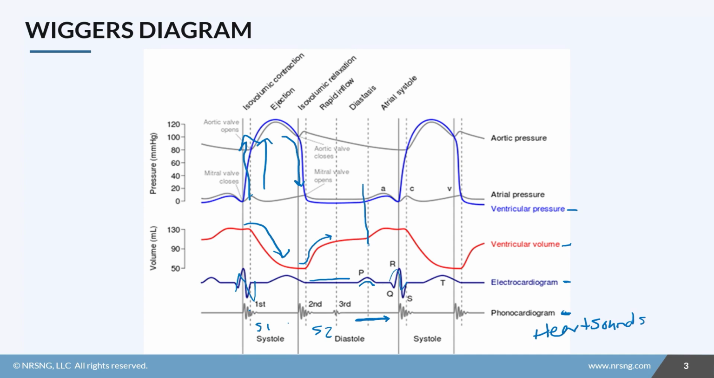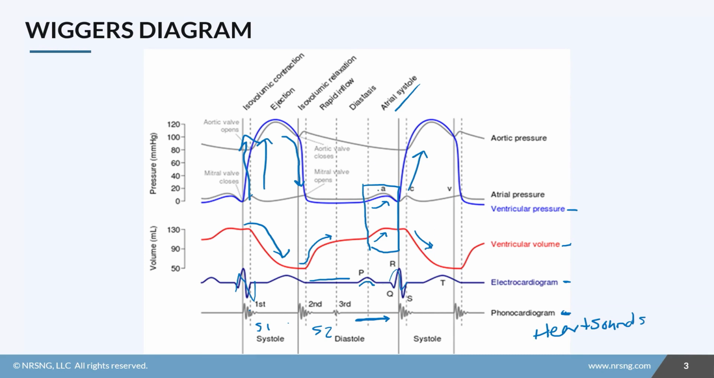Now, right here is where you'll see this atrial kick, okay? So you have atrial systole right before ventricular systole. The pressure goes up in the atria and it pushes that last little bit of volume into the ventricles before it contracts again and empties out, okay?